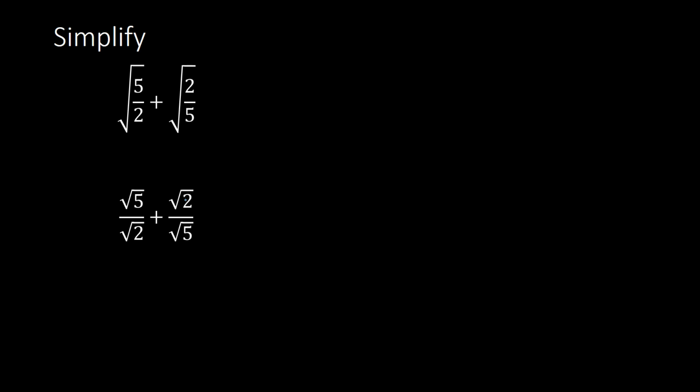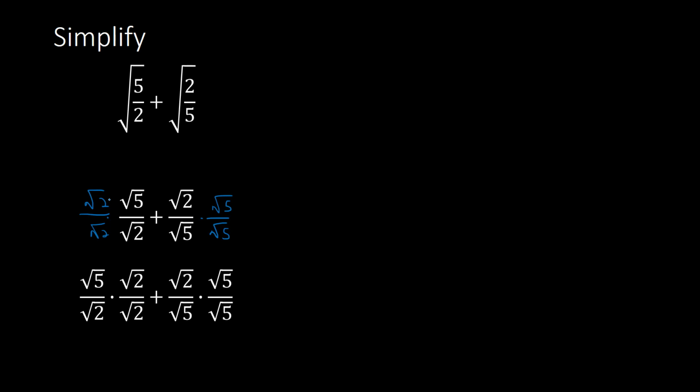And then to get rid of the radical in the denominator, what I need to do is multiply by that radical in the denominator. So for this second fraction, I need to multiply by that square root of 5 for the bottom and the top. And then for the other fraction, I need to multiply by the square root of 2 to get rid of the square root of 2 in the denominator. So that's what I have on this next step right here.